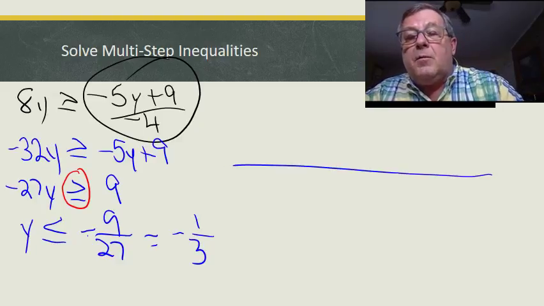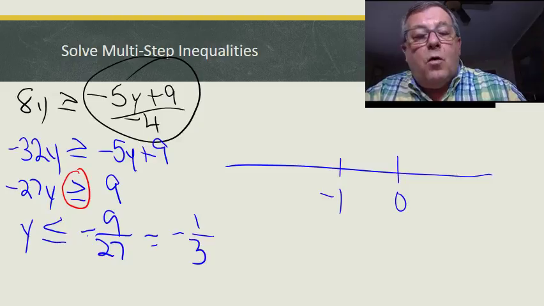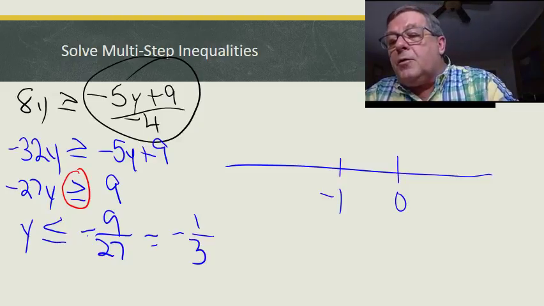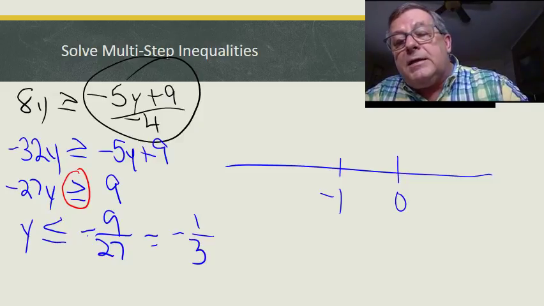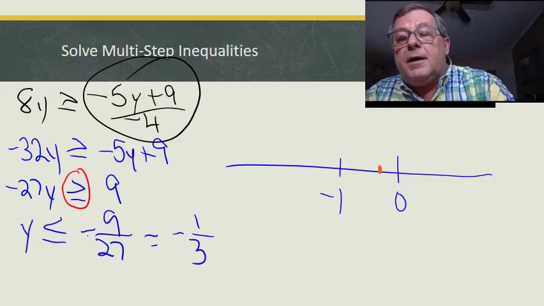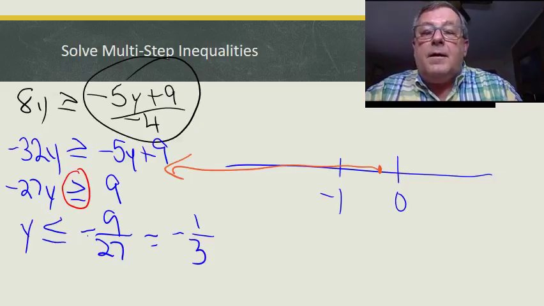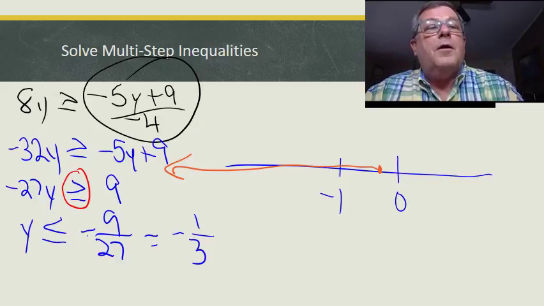Now let's put this on a number line. So we've got a number line here. We're going to call this 0. We're going to call this negative 1. We're getting ready to graph this. Now, we've got a less than or equal to, which means we're going to have a closed dot. And let's say negative 1/3 is right about there. So we're going to have a closed dot. It's less than or equal to, so I'm taking my graph to the left. Infinitely many solutions where y is less than or equal to negative 1/3.